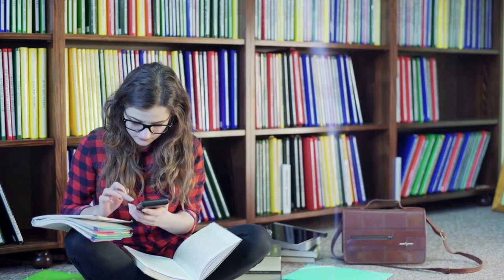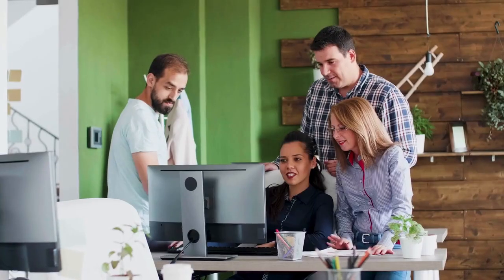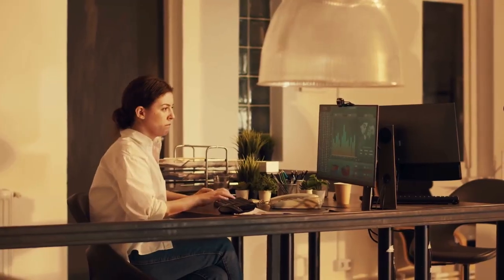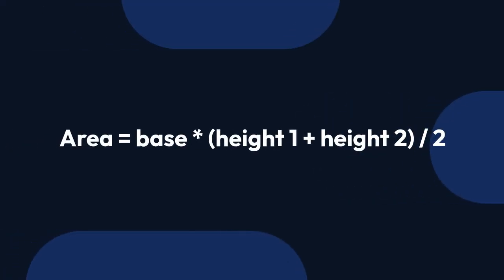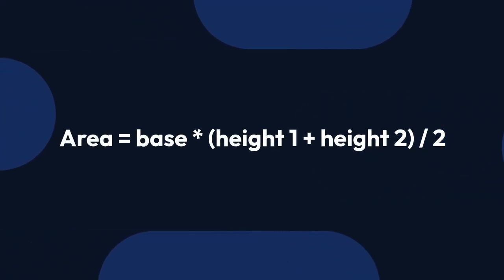Next, we'll use the trapezoidal rule. This is a simple way to approximate the area. The trapezoidal rule divides the area into trapezoids. Each trapezoid has a base along the x-axis. Its height is determined by the y values at the endpoints. The area of each trapezoid is calculated as base × (height 1 + height 2) / 2.